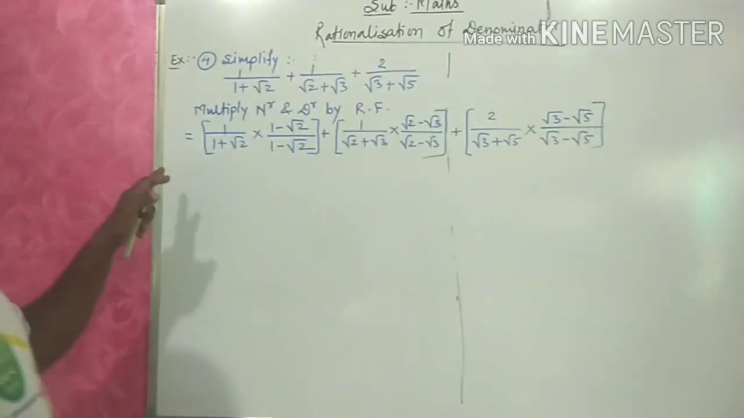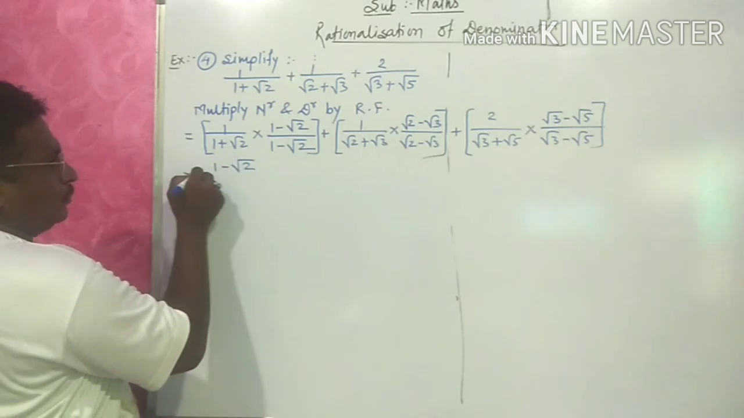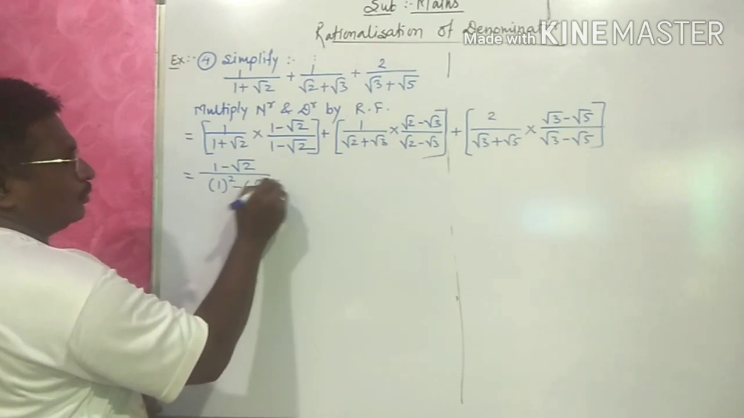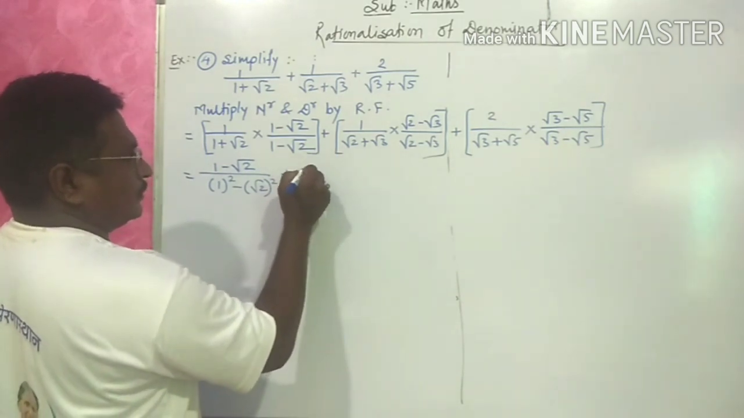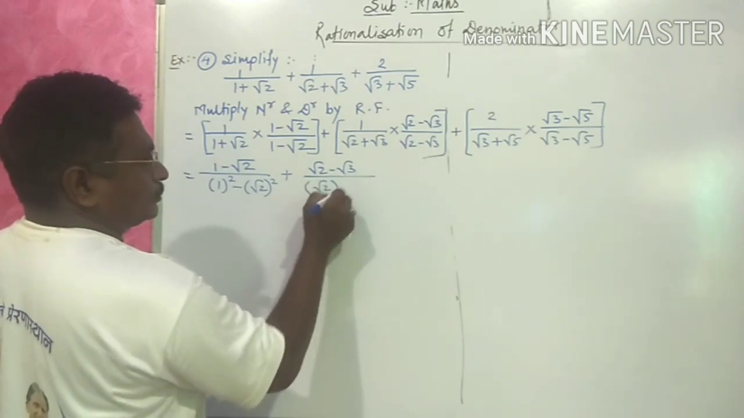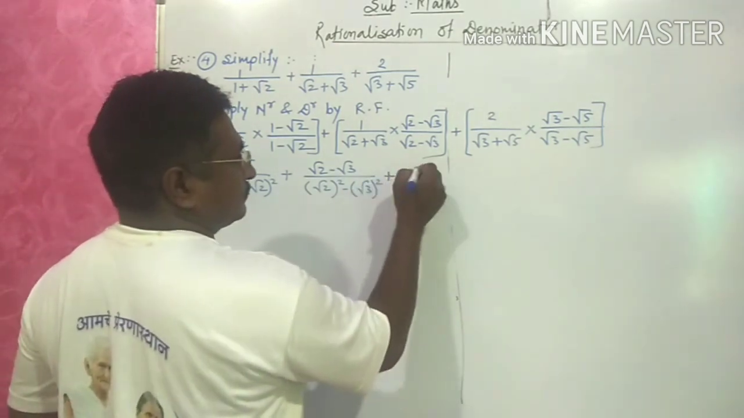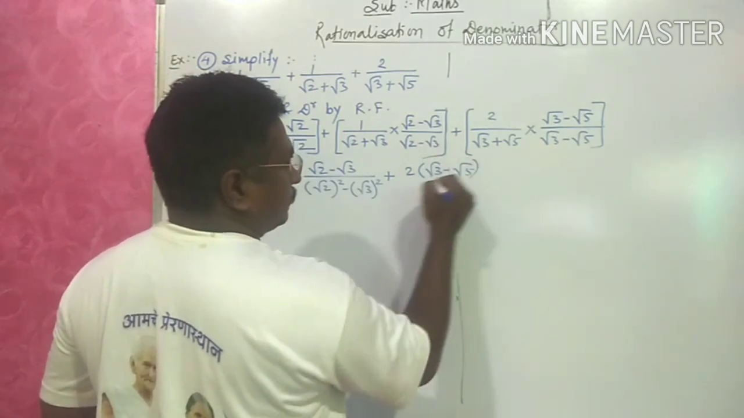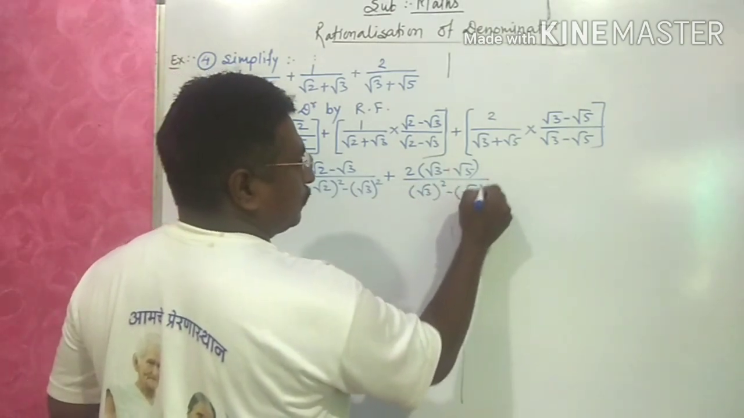Now we use the rationalizing factors, now multiply. So what will we get? 1 minus root 2 by 1 square minus root 2 whole square, plus root 2 minus root 3 by root 2 square minus root 3 square, plus 2 into root 3 minus root 5 by root 3 whole square minus root 5 whole square.